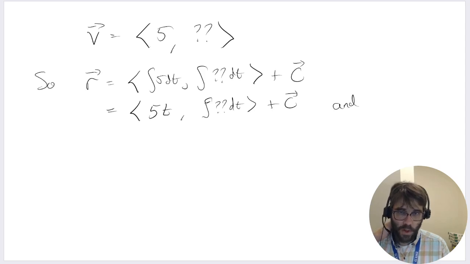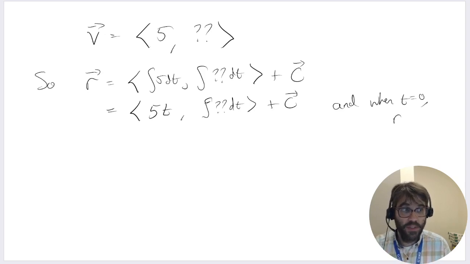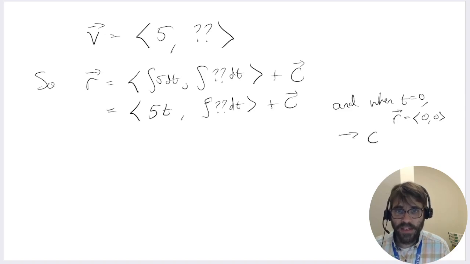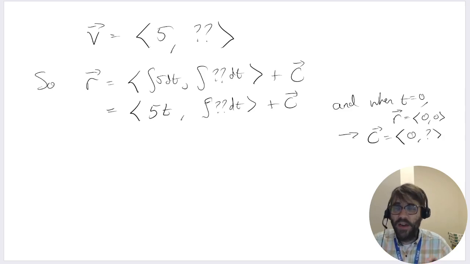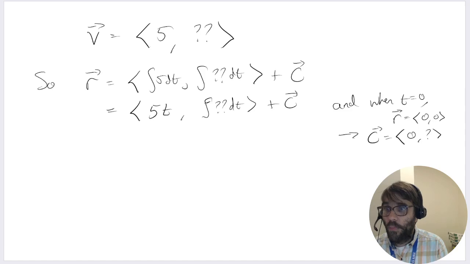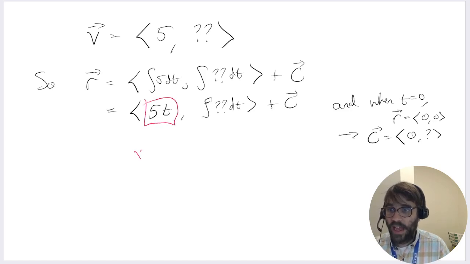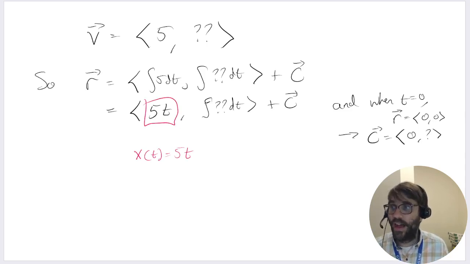And we know that when t equals 0, we're just going to call that starting point 0, 0. We're going to put that as our origin of our system. This implies that c is going to equal 0, we don't know still, because we've figured out nothing about the y-coordinate, not the tiniest little thing. But we have worked out the x-coordinate. The x-coordinate of the boat is 5t.